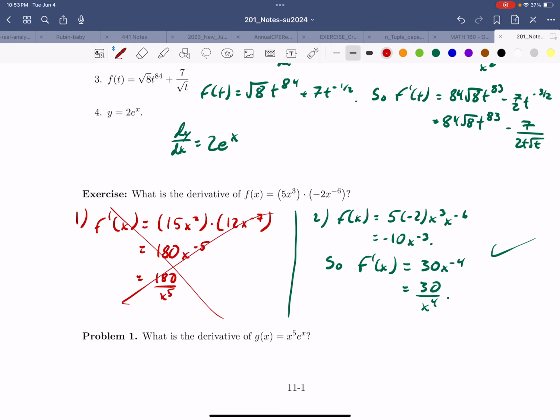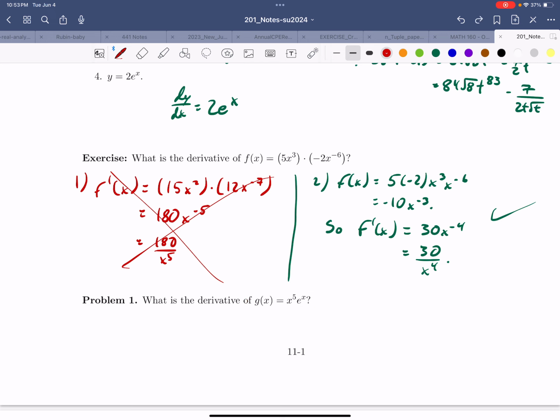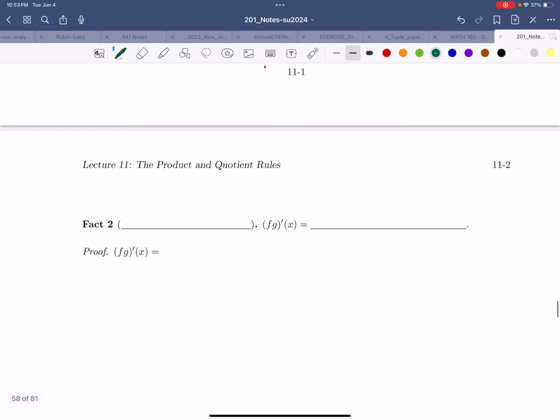So then the question is, well, again, that wasn't so bad, but what if the product were more complicated? Or what if it weren't simplifiable? What if it were something like problem 1 where we have that? You can't simplify that. So what's its derivative? So for this, we have to learn the product rule. Okay. Now for this, you definitely need to know the product rule.